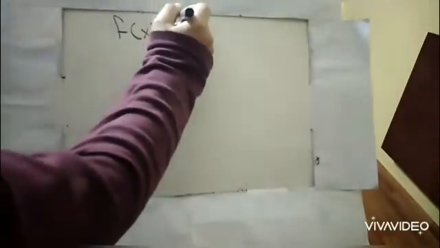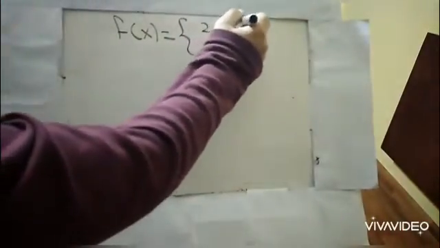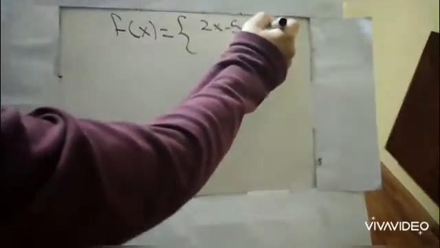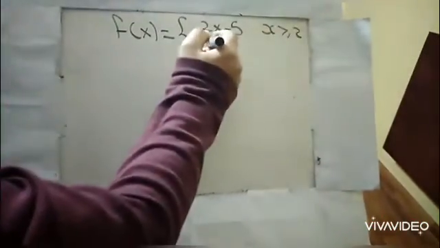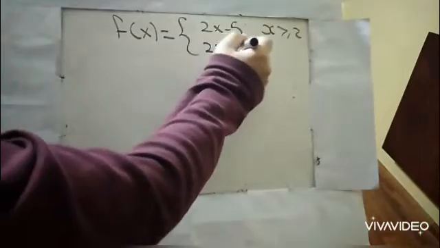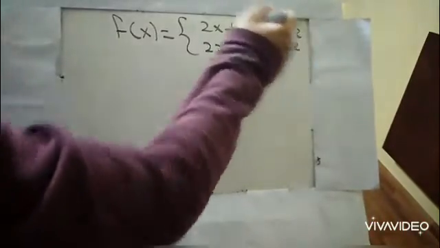Our second example: if f(x) equals 2x minus 5 when x is greater than or equal to 2, and 2x plus 5 when x is smaller than 2.